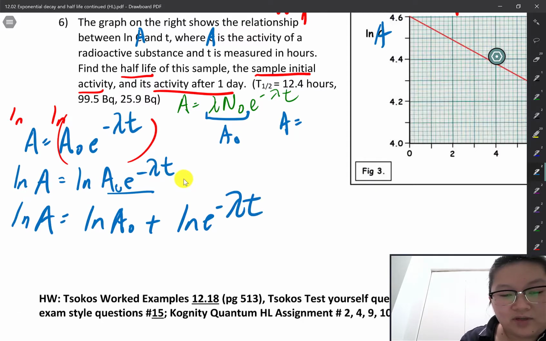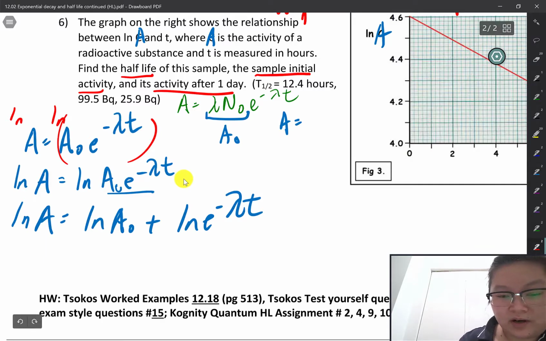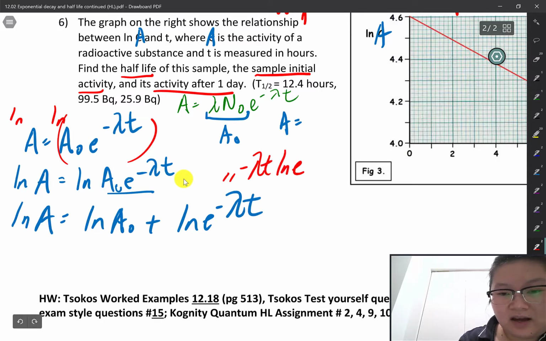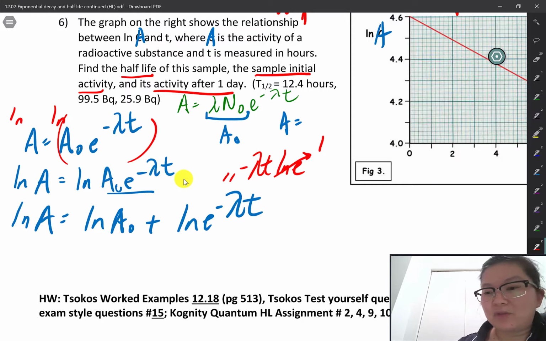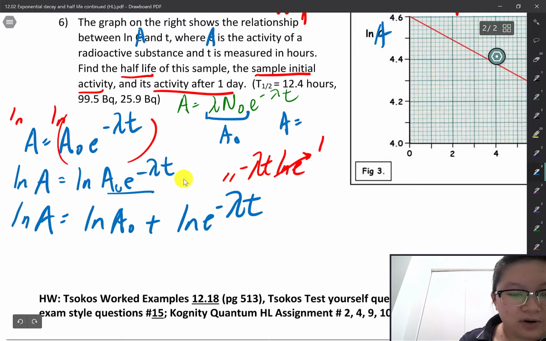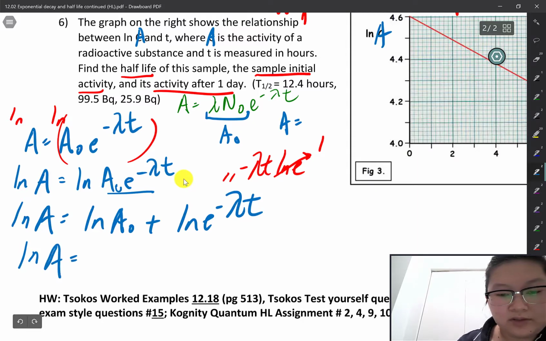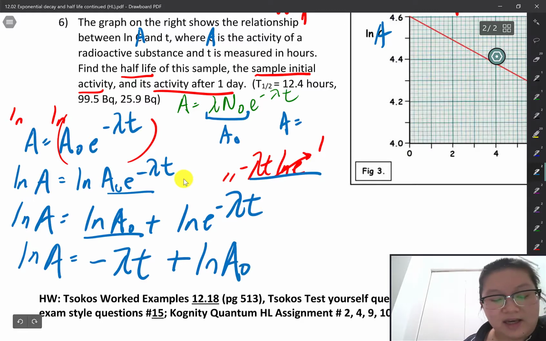After solving this, and hopefully if you've watched the previous video, this is essentially me dropping negative lambda t down in front, and then I'm going to get ln of e, which is going to be equal to 1, which then will disappear from this equation. So what we're going to be left with is ln of A is equal to negative lambda t, and this has to happen, plus ln A naught.